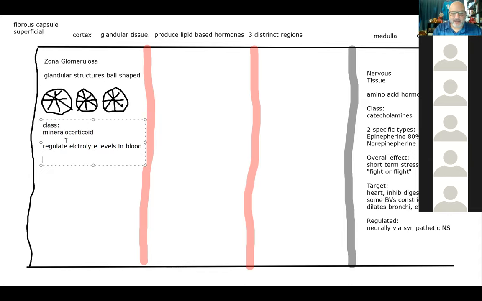In fact, the one specific mineralocorticoid you're responsible for is the one that helps us to regulate it. It's the most common mineralocorticoid because it helps us deal with the most common electrolyte. And of course, what is that most common electrolyte? Calcium. Nope, even more common than calcium. Sodium. Sodium, excellent. So what is the specific mineralocorticoid that allows us to regulate sodium levels? Aldosterone.